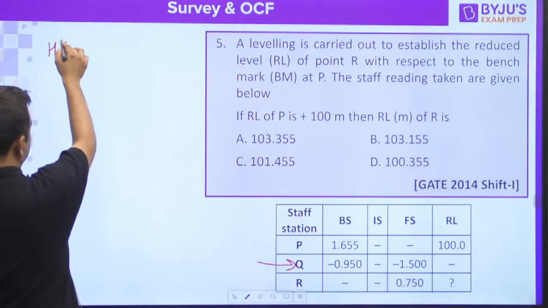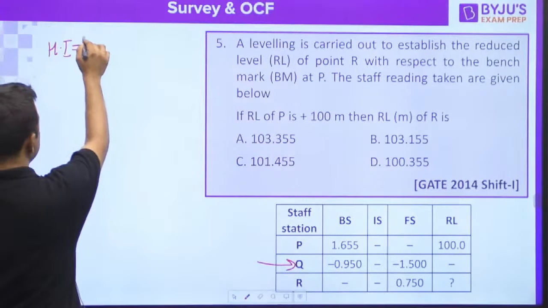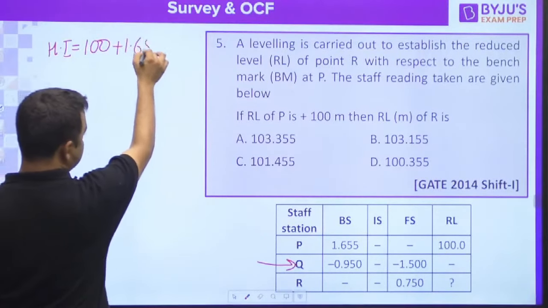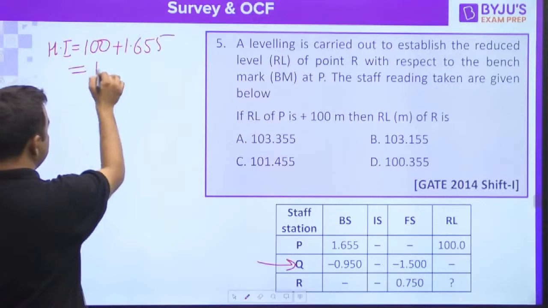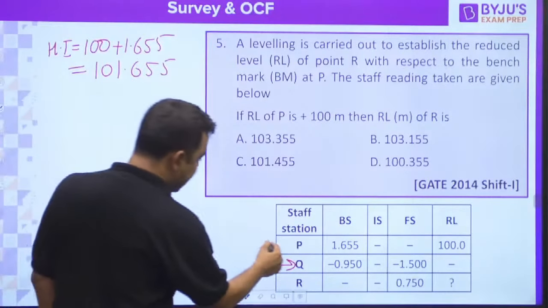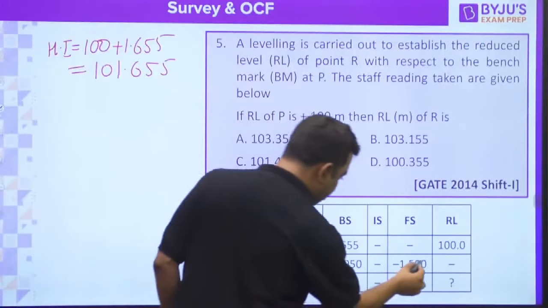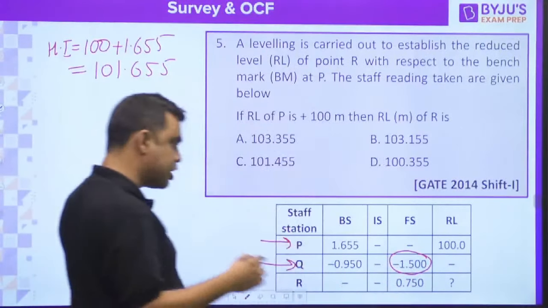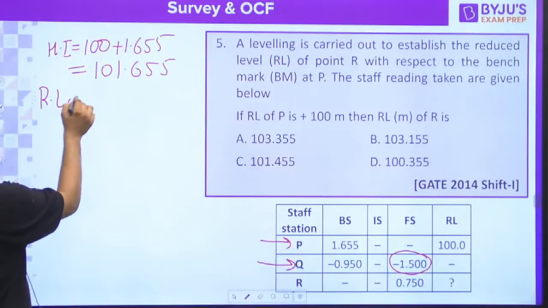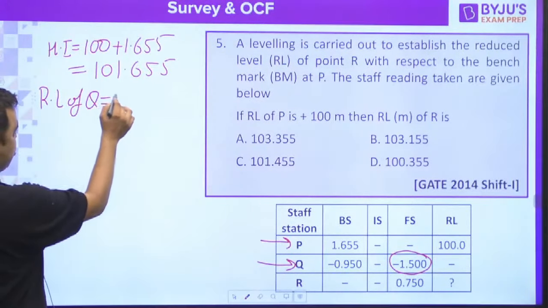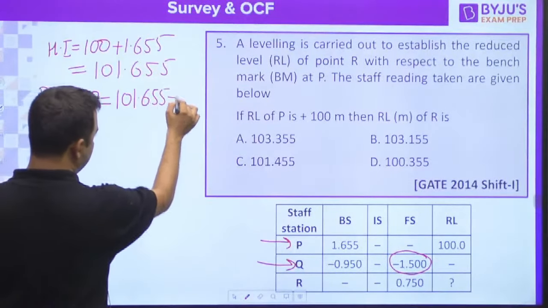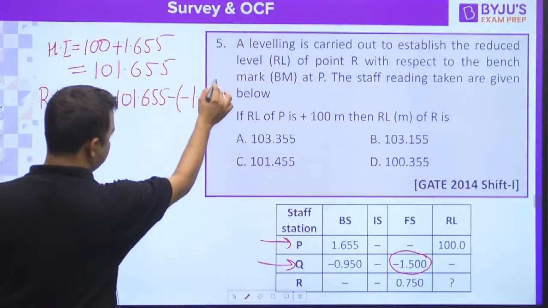HI is 100 plus 1.655, so it will be 101.655. This will be HI at station P, and further the foresight is minus 1.5. So RL of Q will be equal to 101.655 minus of minus 1.5.